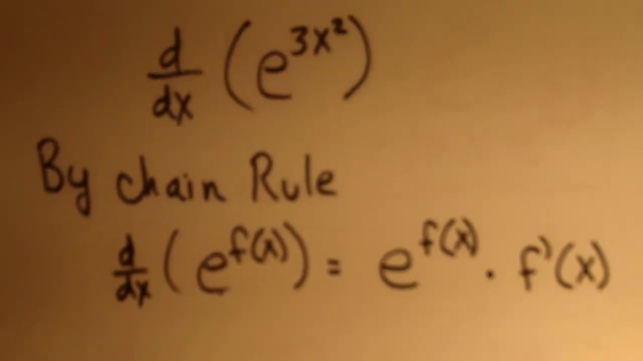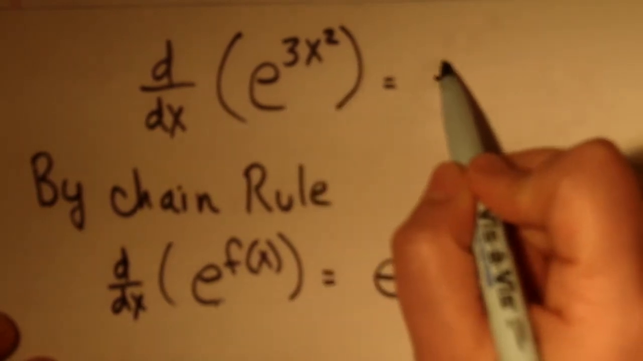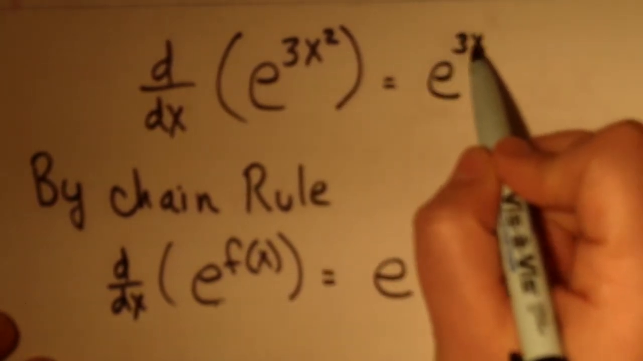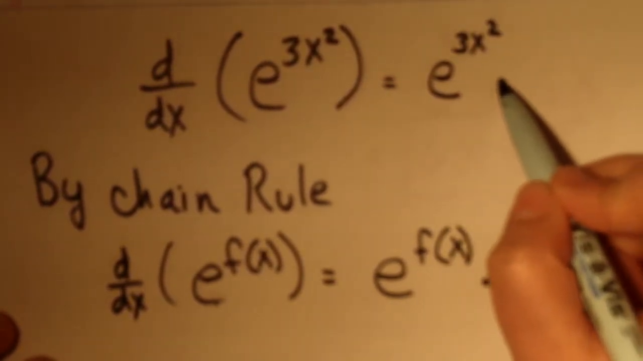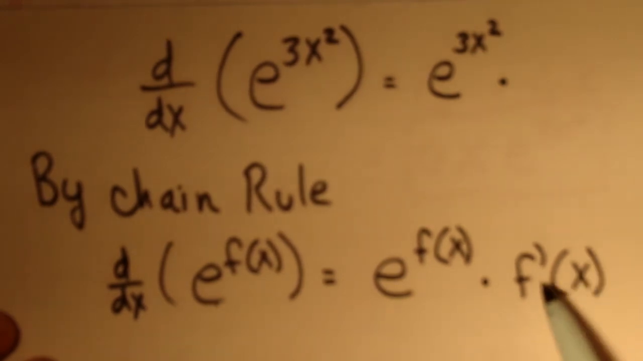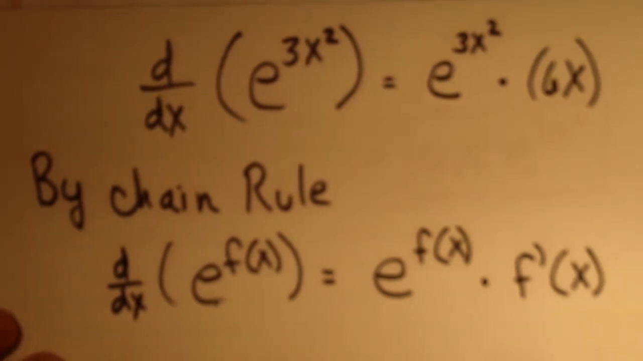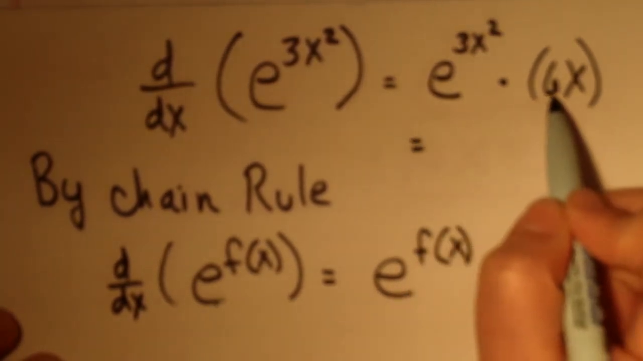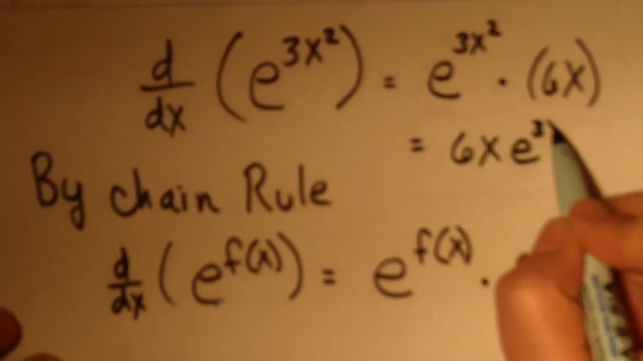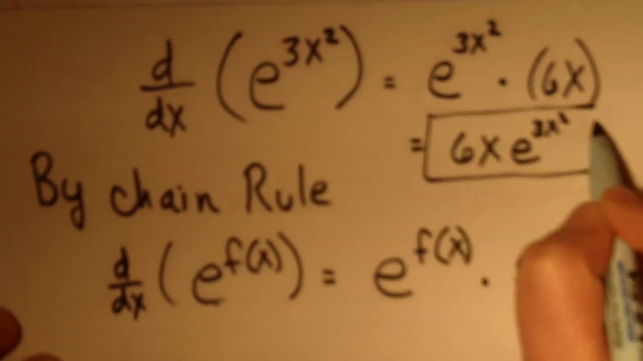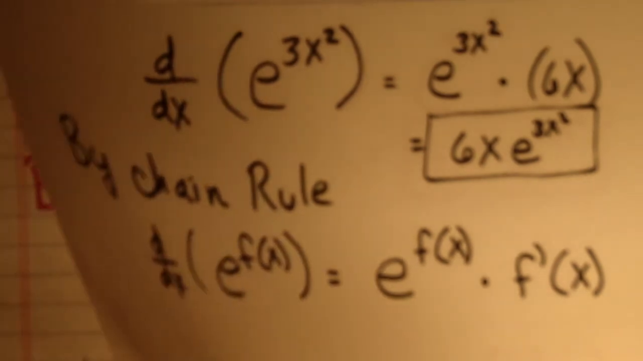So let me slide back up to this example. So that means that I would have e to the 3x squared, there's my e to the f of x, times the derivative of the function, which would be 6x. All right, and in writing my final answer, coefficients belong out in front. So normally this would be written like this. Let's put the 6x in front and have the e to the 3x squared last.